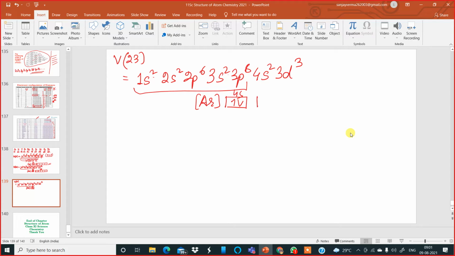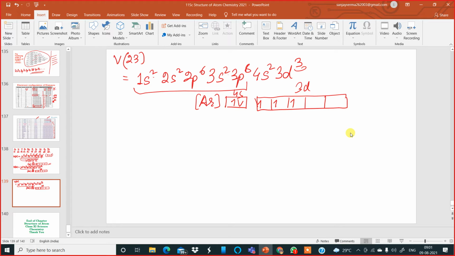And after that 3d orbital. 3d there are 5 orbitals. 3d subshell has 5 orbitals. 3, 4, 5. And here there are 3 electrons. So I'll put 3 electrons single like this. Is this clear, my dear boys? Is this clear? I repeat once more.